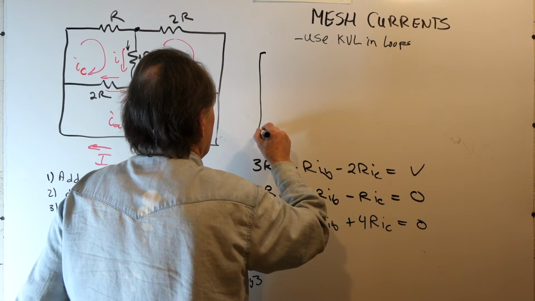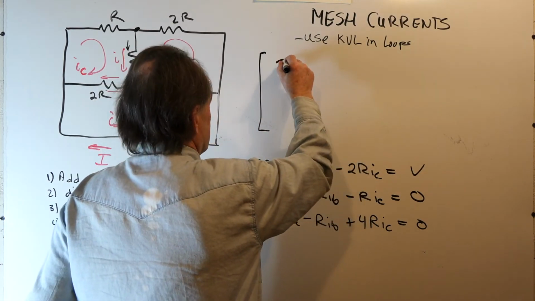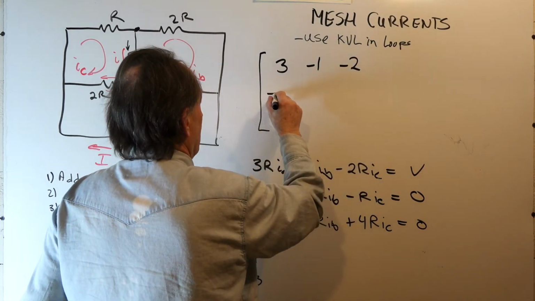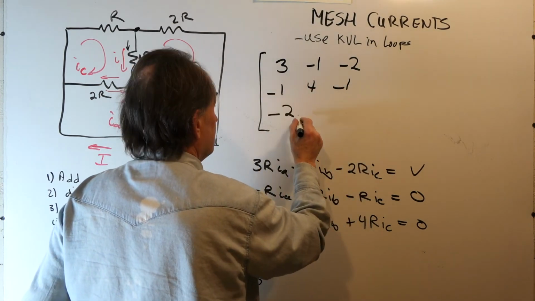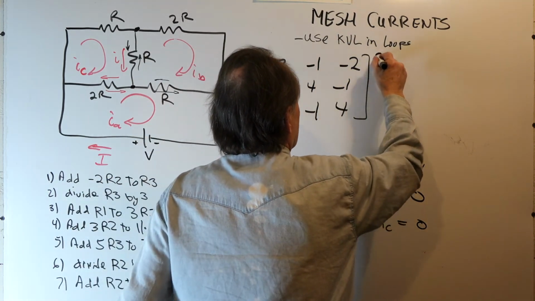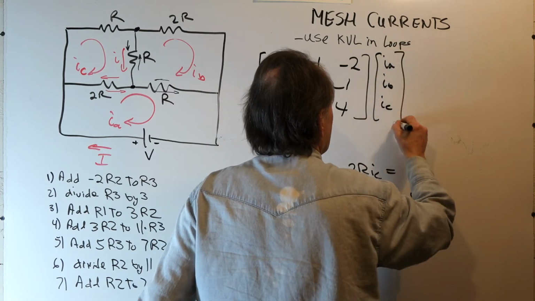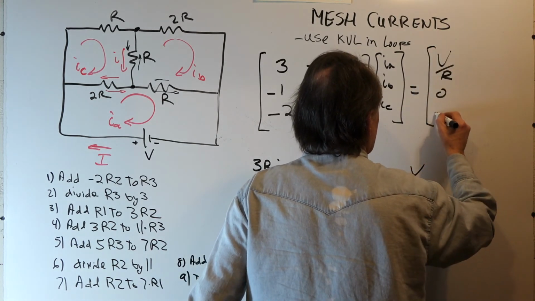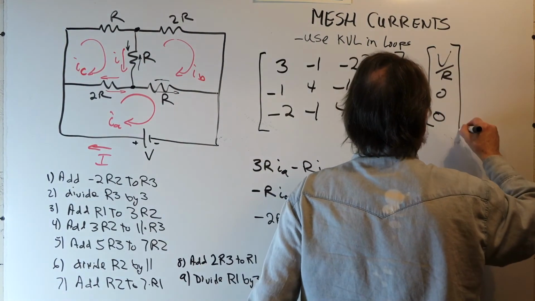So in matrix form, all I have to do is put down the coefficients. I have 3, minus 1, minus 2, minus 1, 4, minus 1, minus 2, minus 1, 4. And this is IA, IB, IC. And this is equal to V over R, 0 and 0. This is the matrix representation.